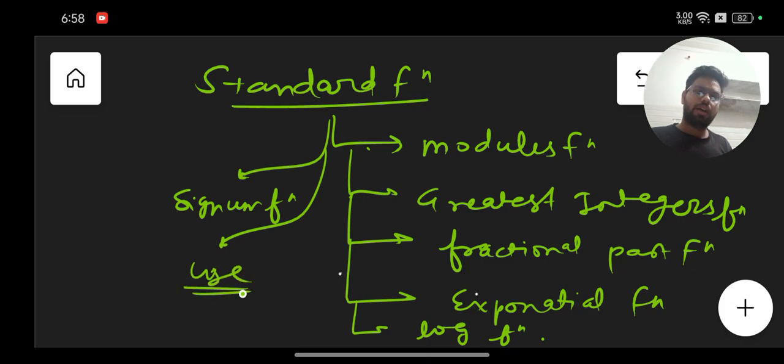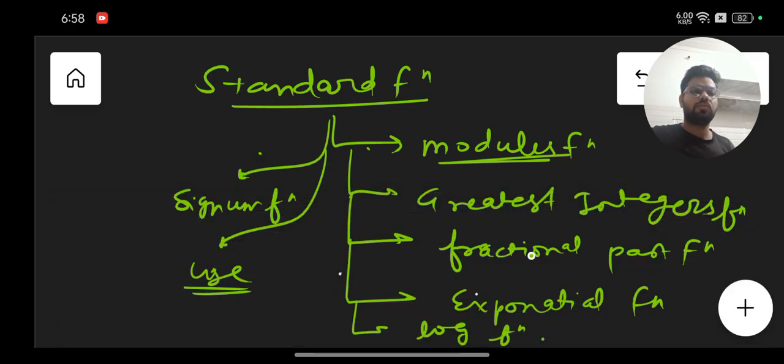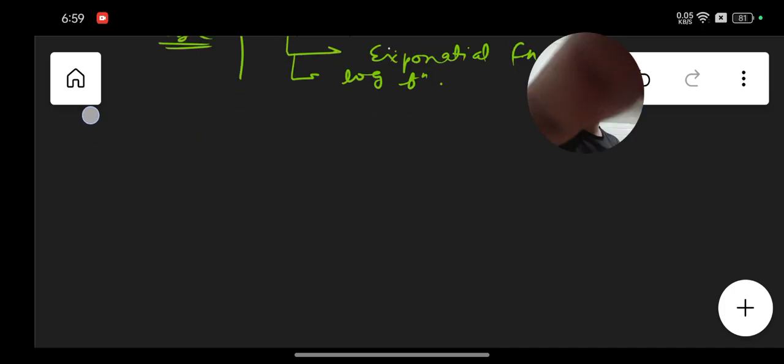I know the lecture may be very long, but it is really very important for the JEE syllabus, and all these functions will be useful for every segment of the chapter. So first is the modulus function. Let us discuss the modulus function in this chapter. What is the first function, beta? The modulus function.